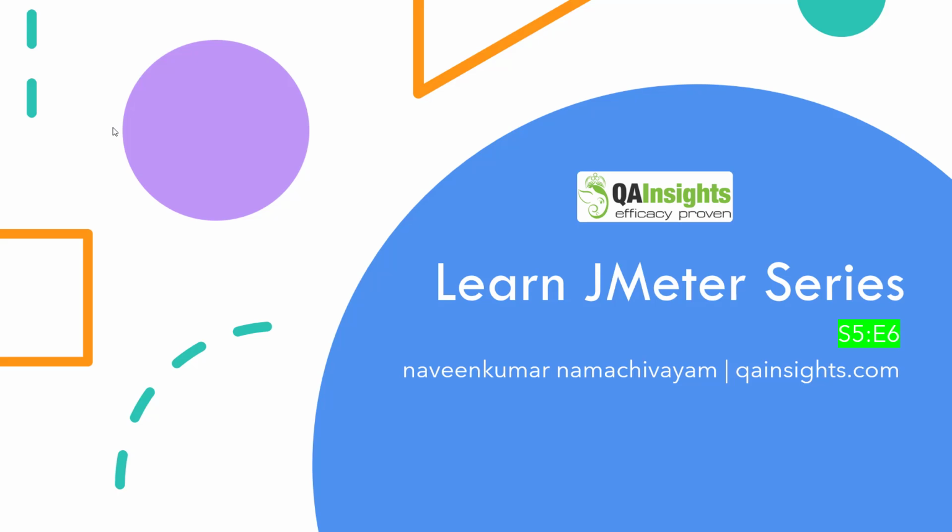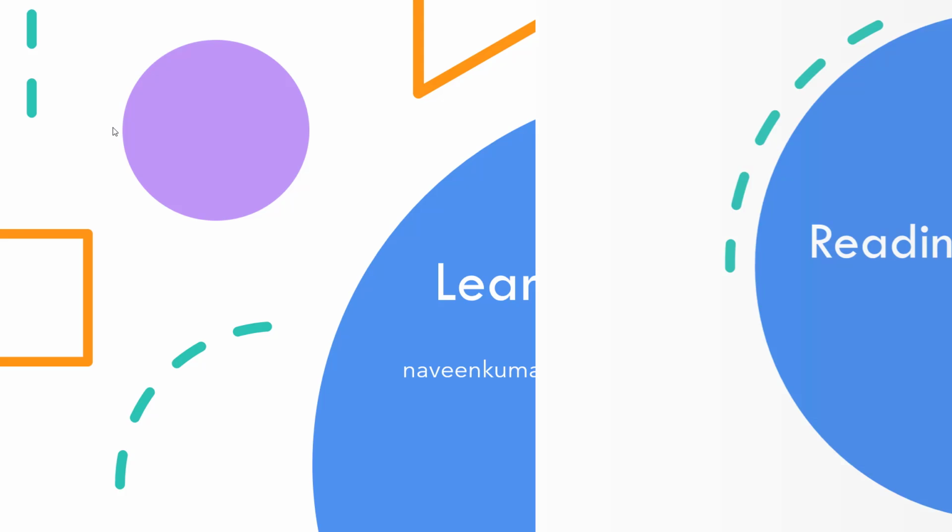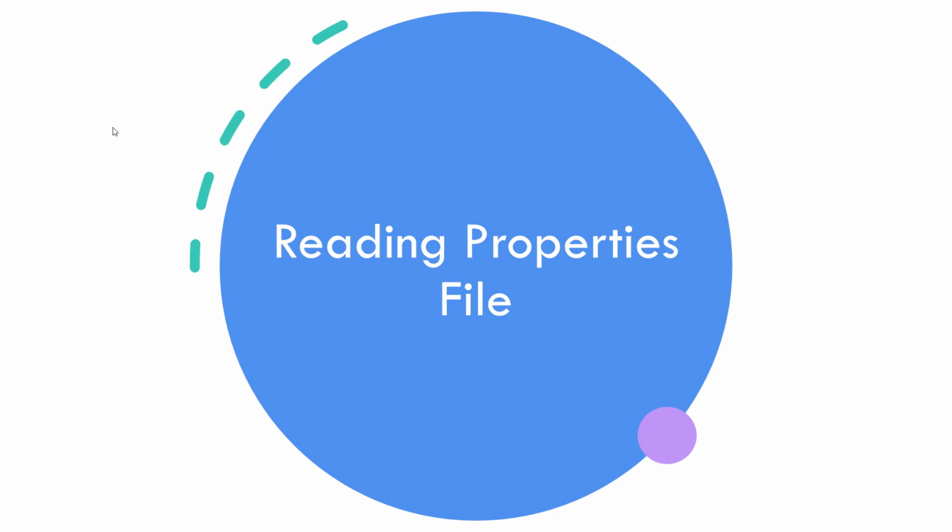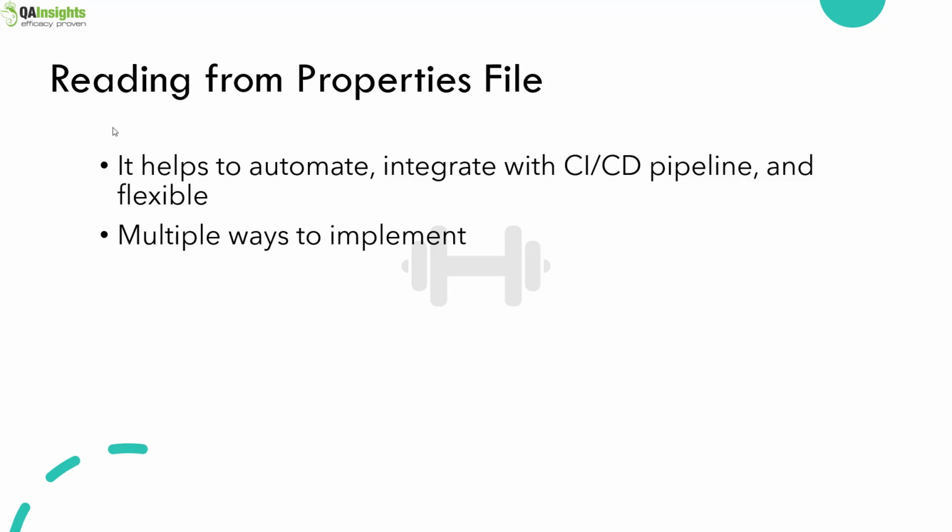Welcome to Learn JMeter series. In this season 5, episode 6, we are going to see how to read properties from file for your test execution. Reading the values from the properties file helps you to automate and also integrate with your CI/CD pipeline, and you will be able to maintain the healthy ecosystem.